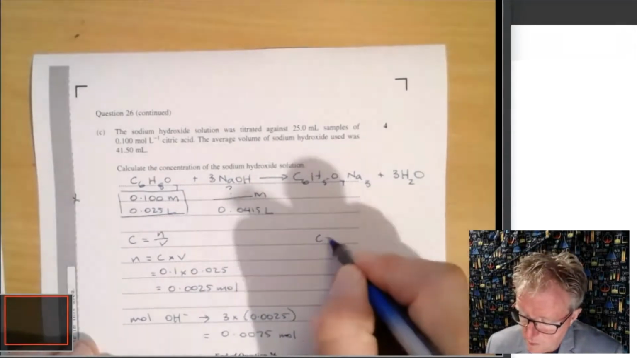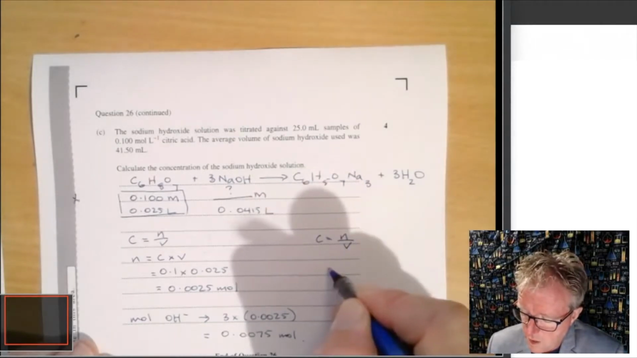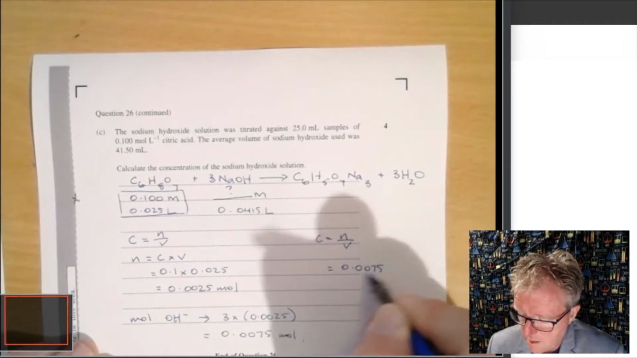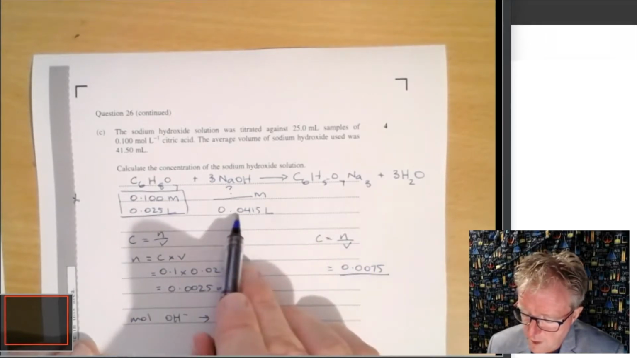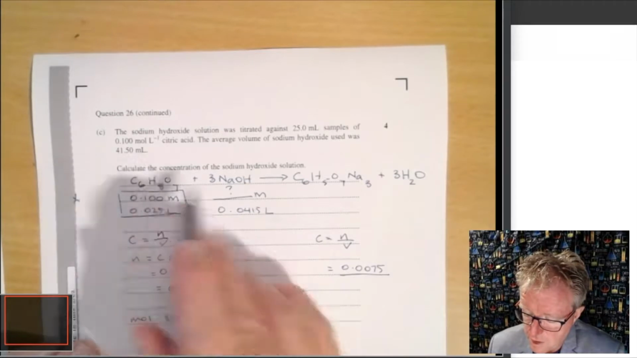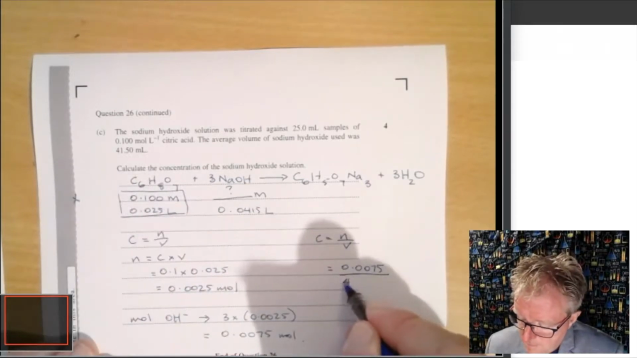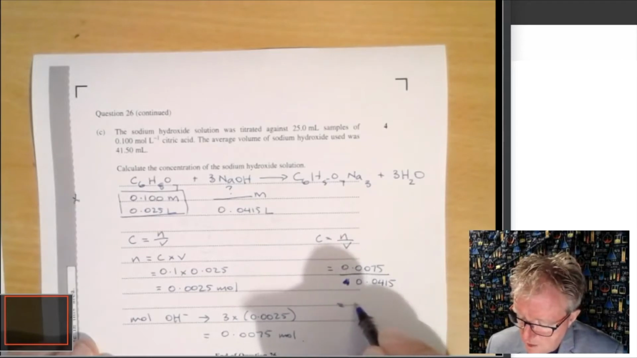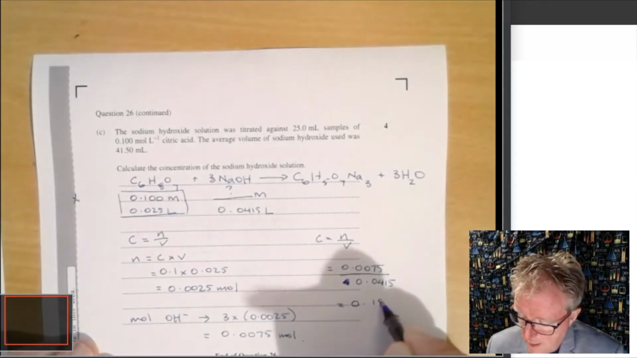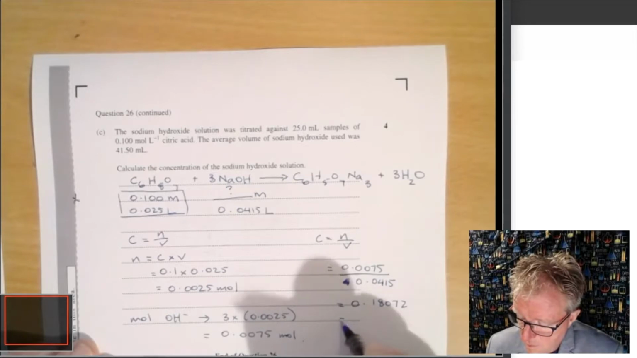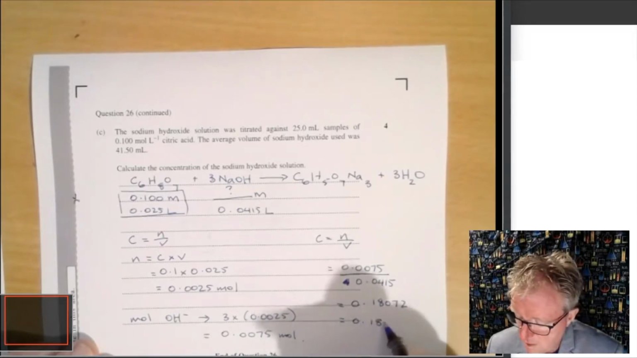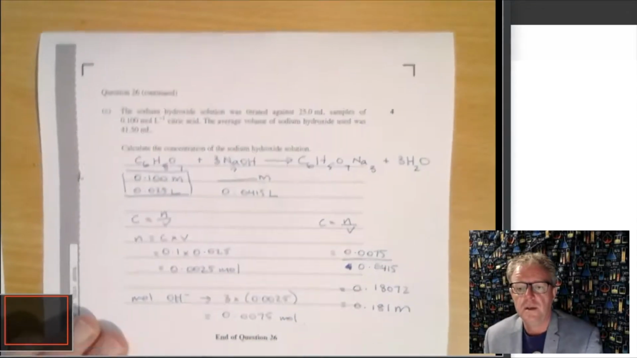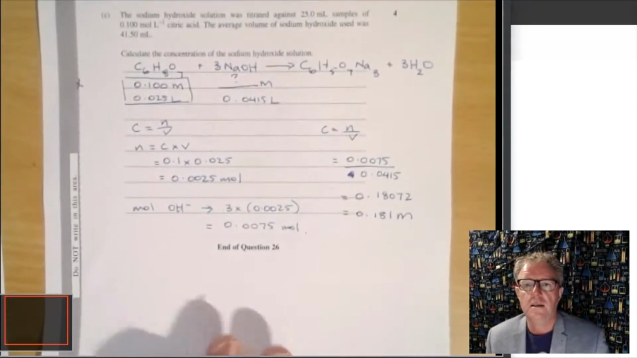Now, of course, we can use that same formula as before to work out the concentration of our sodium hydroxide. Divide that by the average volume that we got for the titration, 0.0415 litres, and that turns out to be 0.18072, and we round that to 4 significant figures, and we get 0.181. So hopefully that makes sense to you.